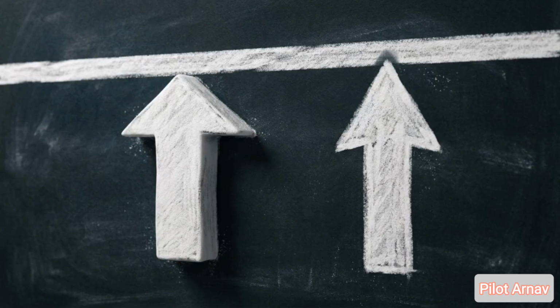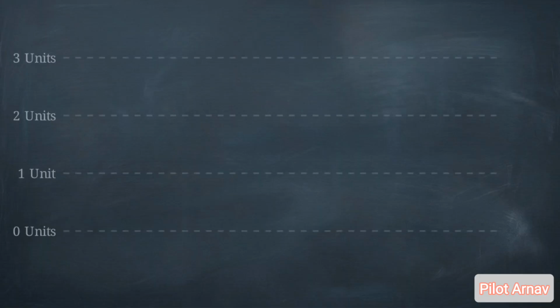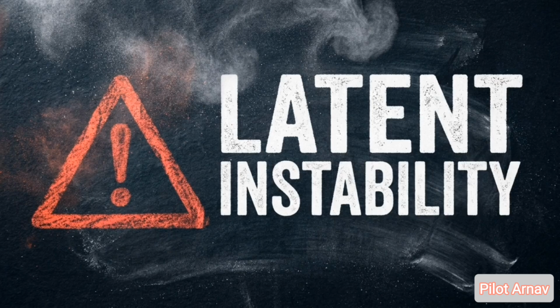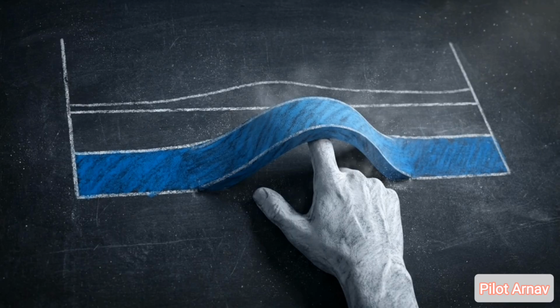We can define atmospheric instability in purely mechanical terms. If an external force gives an air mass 1 unit of upward push, and that air mass reacts by rising 2 units, it is unstable. This introduces a hidden threat known as latent instability. Here, an initially stable layer of air reveals its instability only after being mechanically lifted by an outside force.